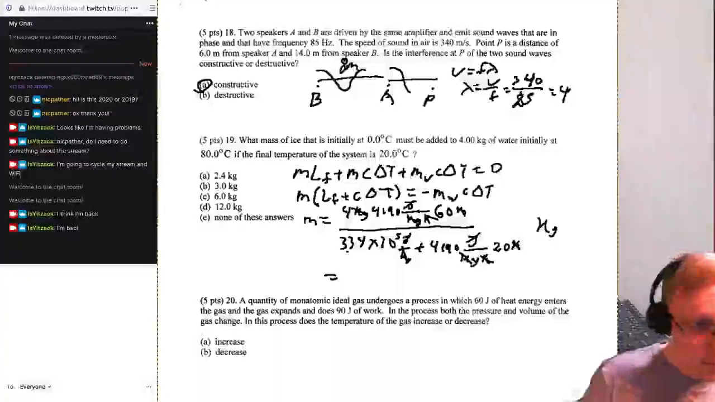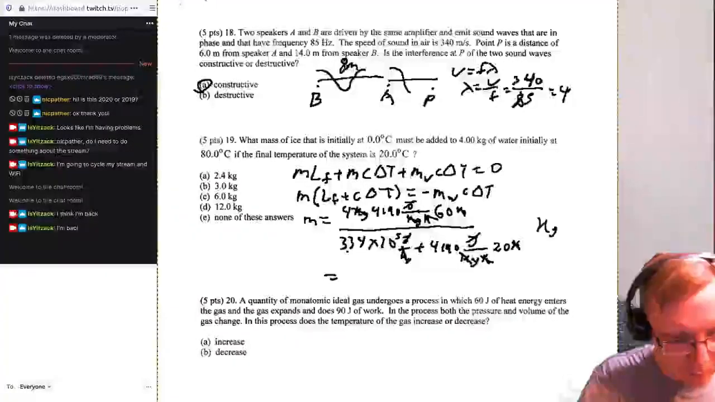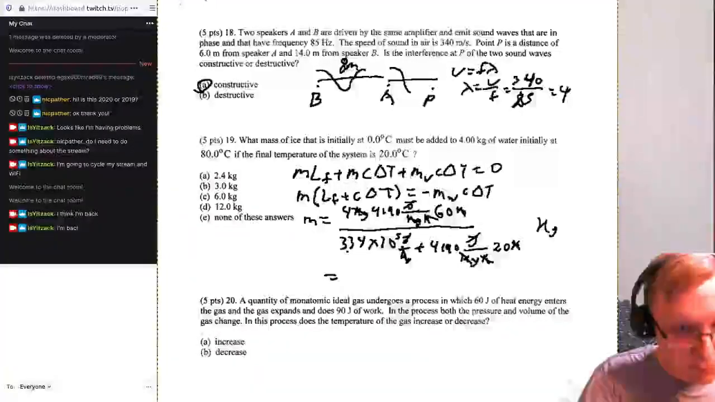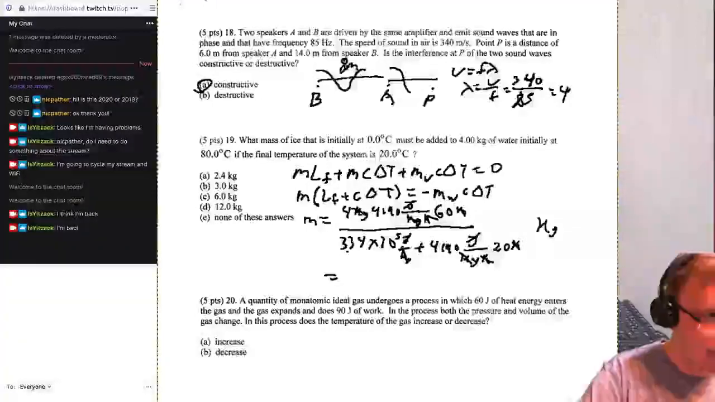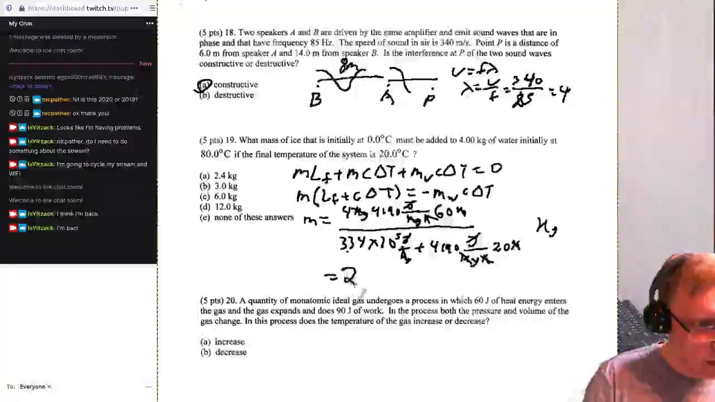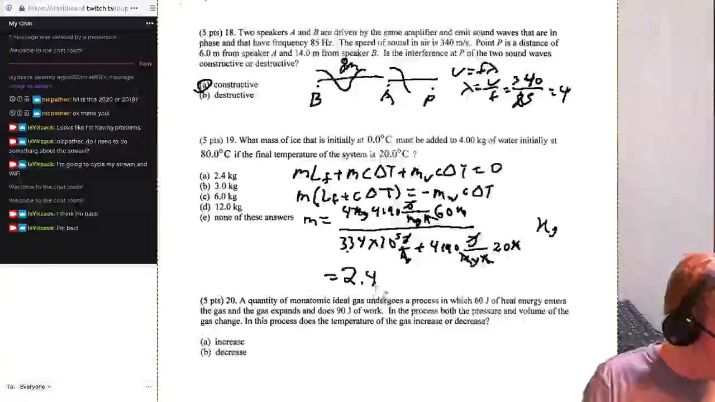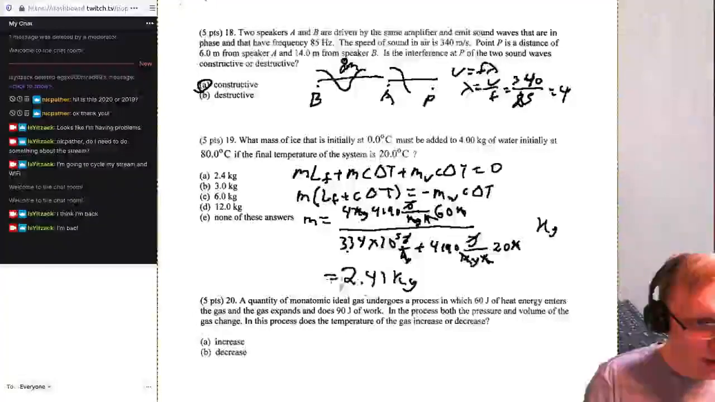Mass is TBD. 4, clear that. 4 times 4190 times 60, divided by 3.34 E5 plus 4190 times 20. Enter and execute. 2.41 kilograms.